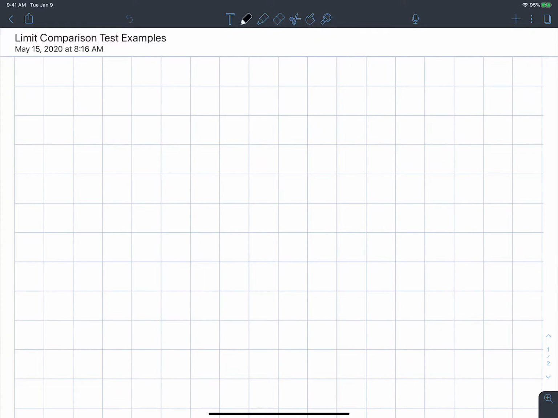Okay, we're going to look at some limit comparison test examples. And we're going to start the morning with a question that looks like this. Sum of the square root of n over n minus 1.